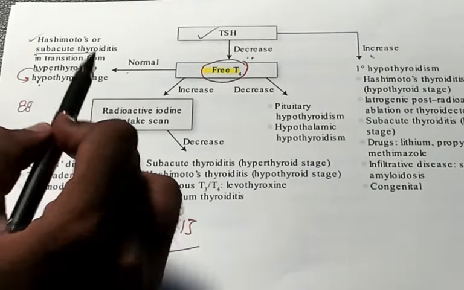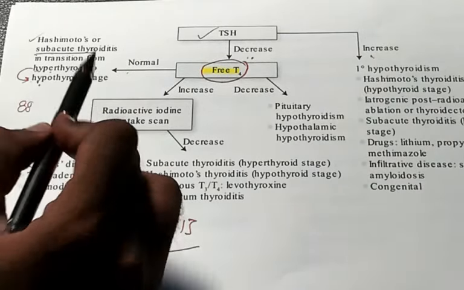Now, doctor, TSH is increased. If it is increased, you will think of only one possibility, and that possibility is primary hypothyroidism. Tell me, what are all the causes for primary hypothyroidism? What does primary hypothyroidism mean? There is a problem in the thyroid gland, a problem in the production of thyroxine. That is the reason TSH is increased.